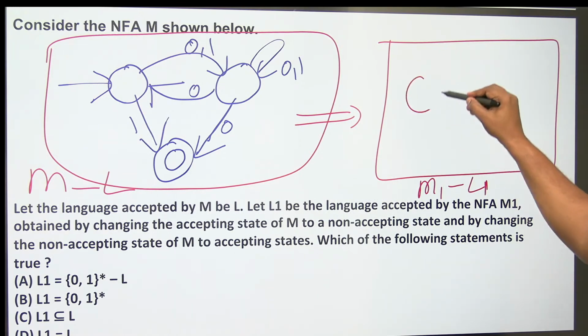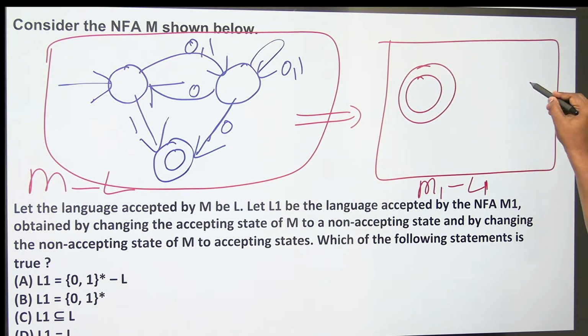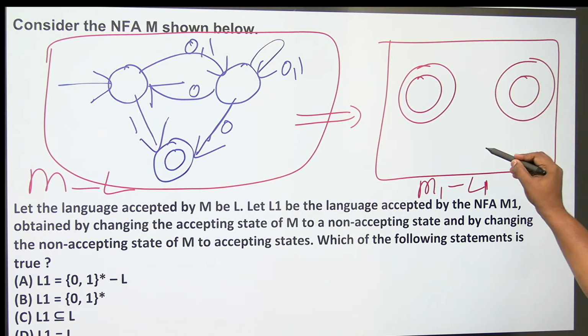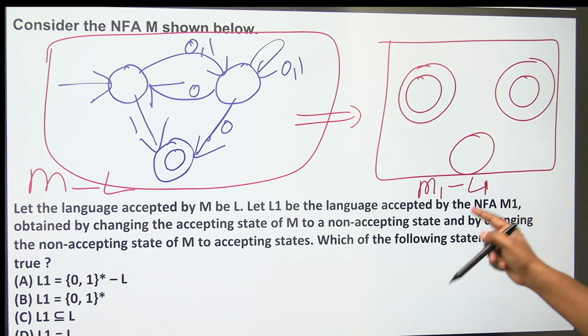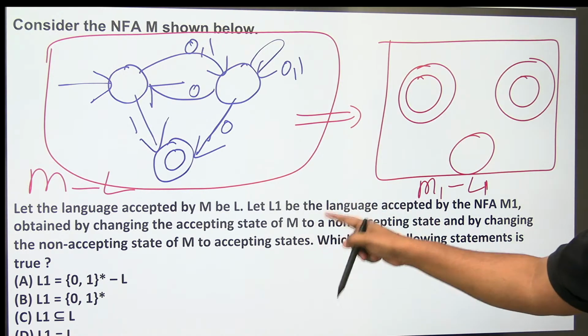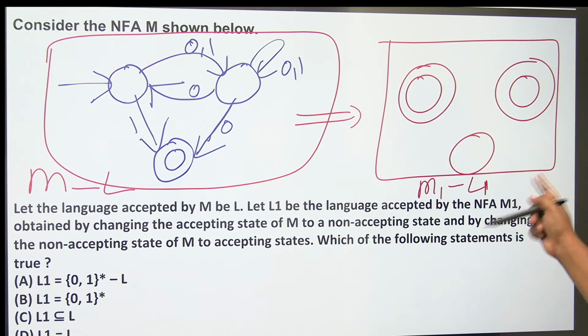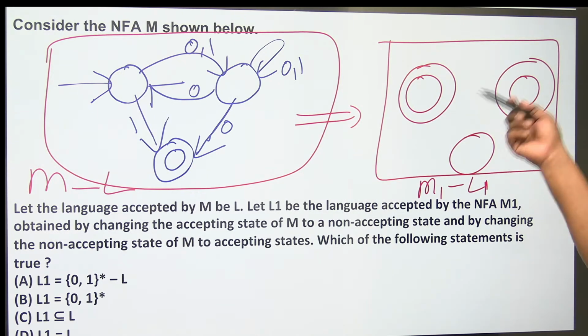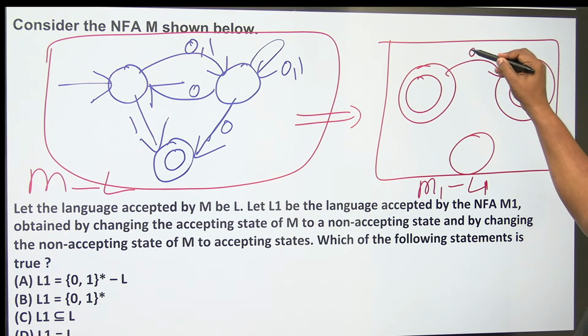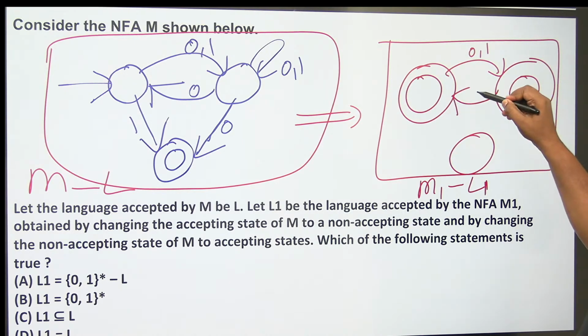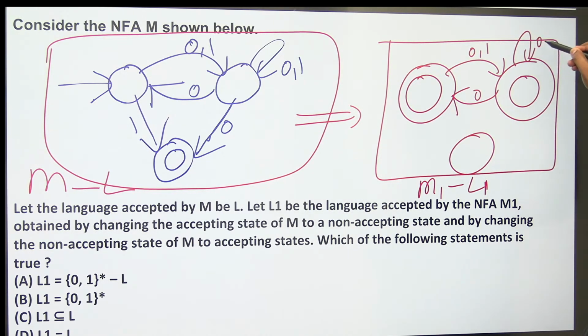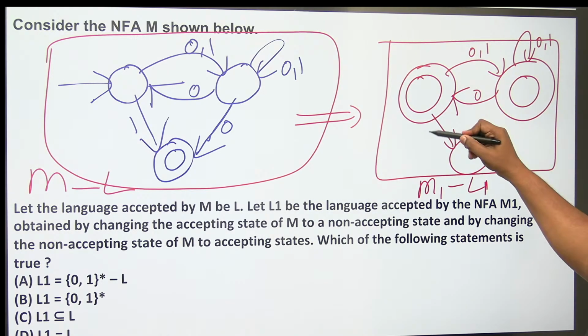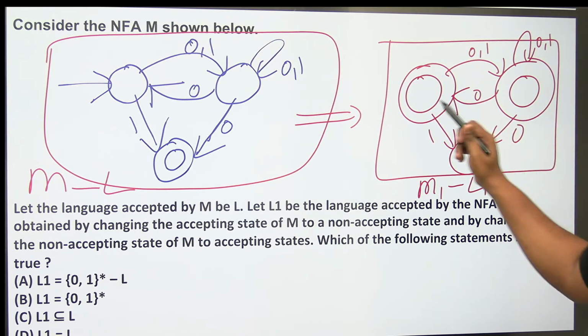Very simple. Here non-final, make it final. Here non-final, make it final. Here final, make it non-final. Right? Fine. That is what is said. Let L1 be the language accepted by the NFA M1 obtained by interchanging the accepting states of M to non-accepting states and by changing the non-accepting to accepting states. Yes, the remaining things are as they are. Here 0, 1. Here 0. Here 0, 1. Remaining things are as they are. Here 1. Here 0. This is the starting state.